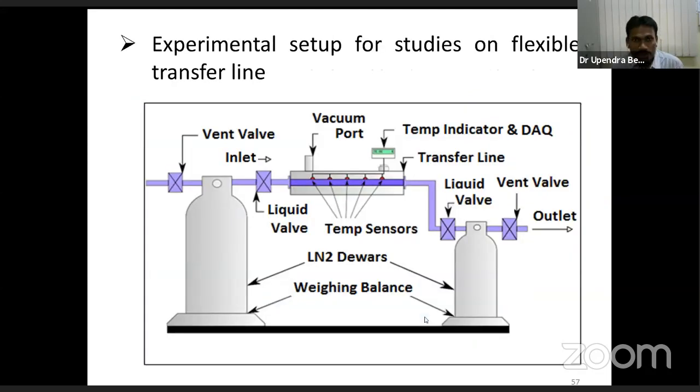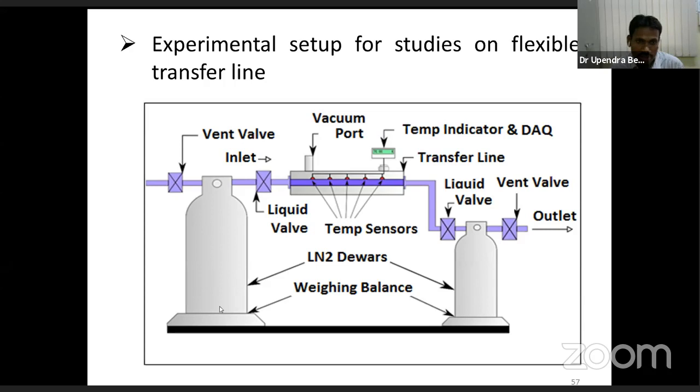And to test our line, we have developed an experimental system to study this flexible transfer line. This shows the experimental system, where we have a supply container for supplying the cryogen through the transfer line, which is here. We have some temperature sensors to measure the temperature at different times during the flow, from the initial condition to the steady state condition. Then here is the receiver container, where we supply the cryogen, pass it through the transfer line, and collect it in the receiver.